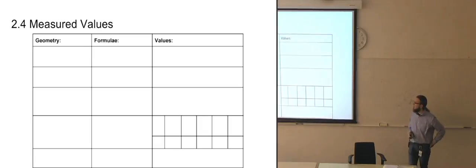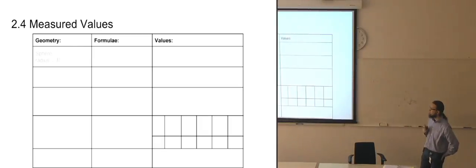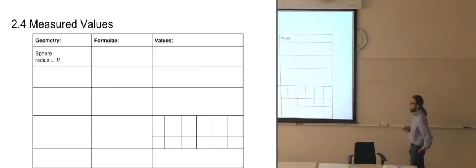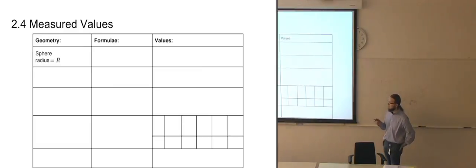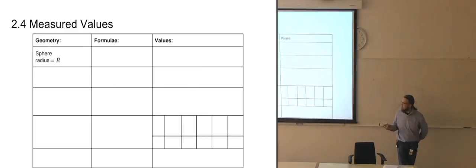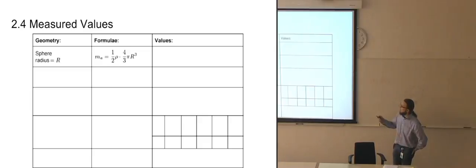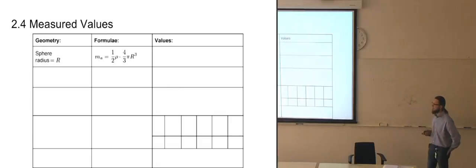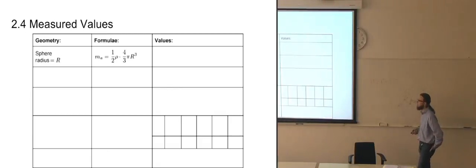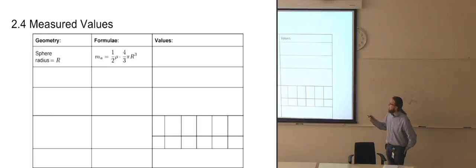So if we start up top, the first one is a sphere, where the radius is given with a capital R. And the way they calculate the added mass for it is they do 1/2 multiplied with the density of the fluid. And then it's basically just the calculation for a complete sphere in volume.